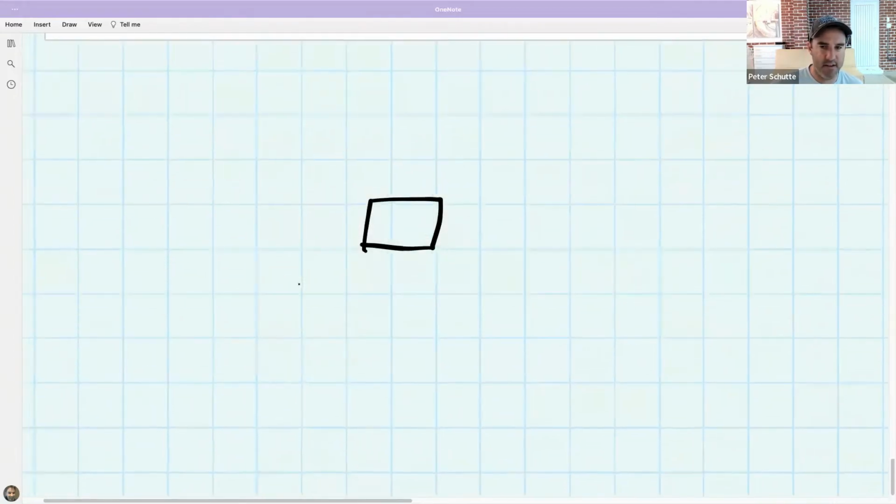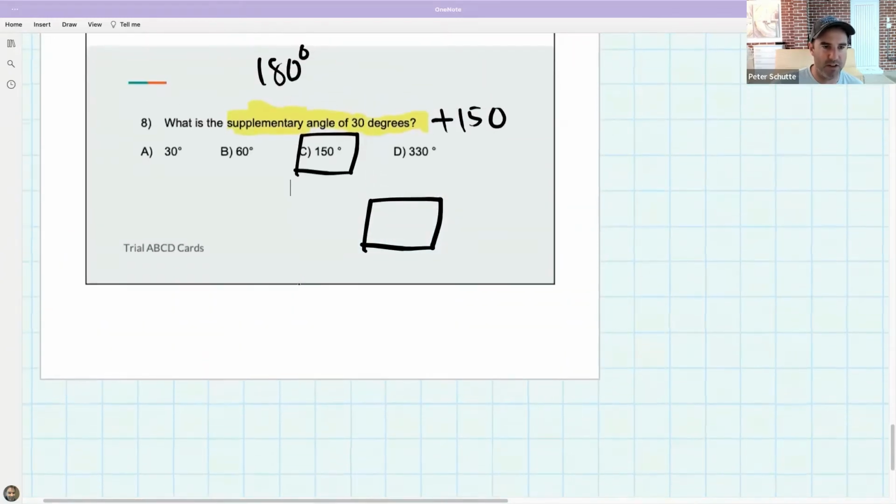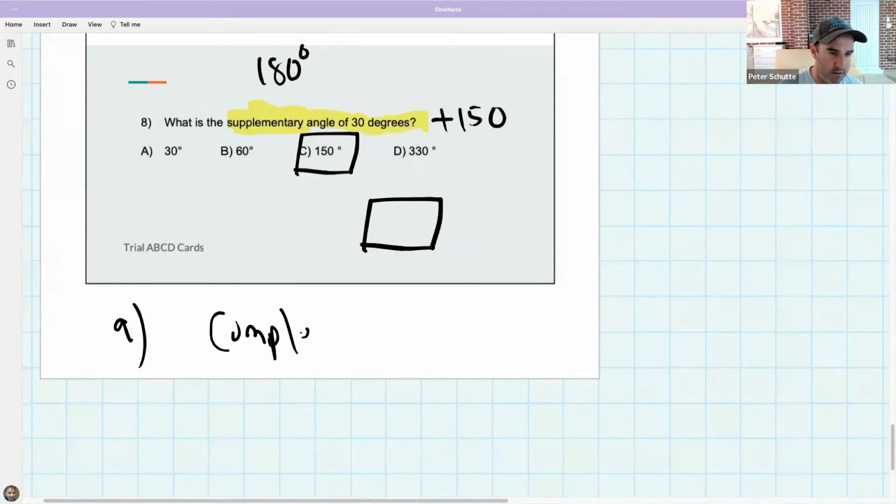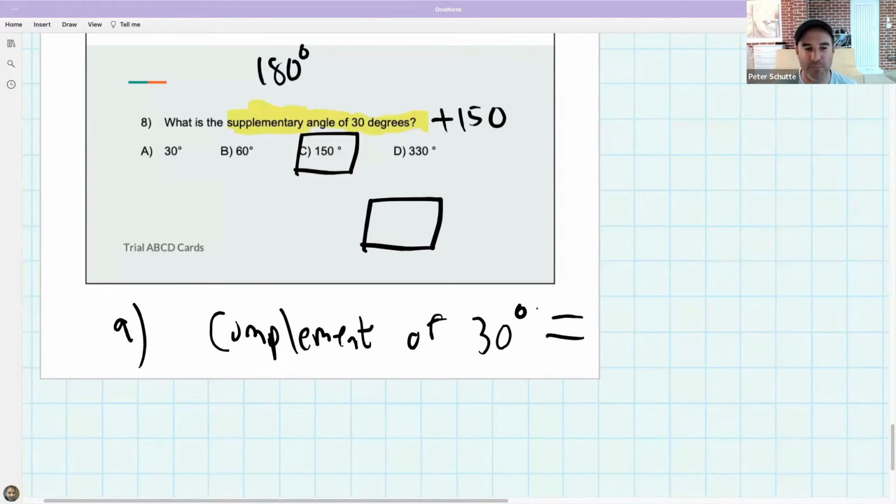Okay, I want to throw one more in just because I'm a math teacher and I can make this up on the spot. What is the complement of 30 degrees? Who knows what the complement of 30 degrees is? So not the supplement, what's the complement of 30 degrees? And I don't mean like, oh, 30 degrees, you're looking great today. I mean, what is the value of the complement of 30 degrees?